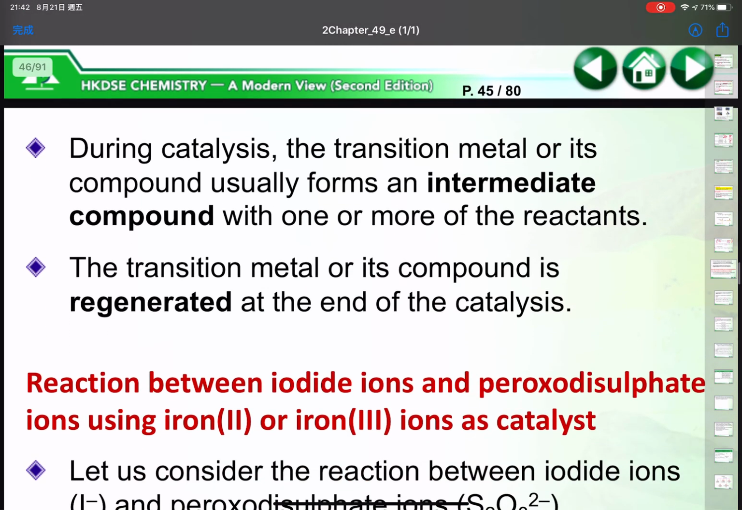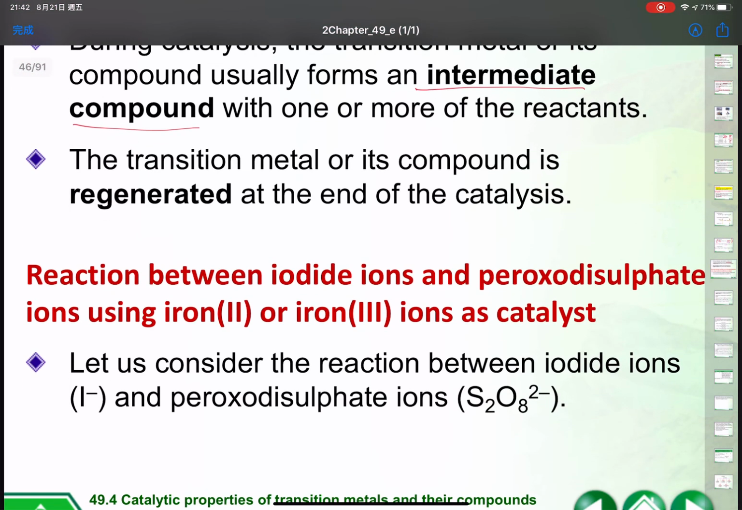During the reaction, the transition metal and compound usually form an intermediate compound. Okay, and then later on they will regenerate. So that's why they don't get used up.